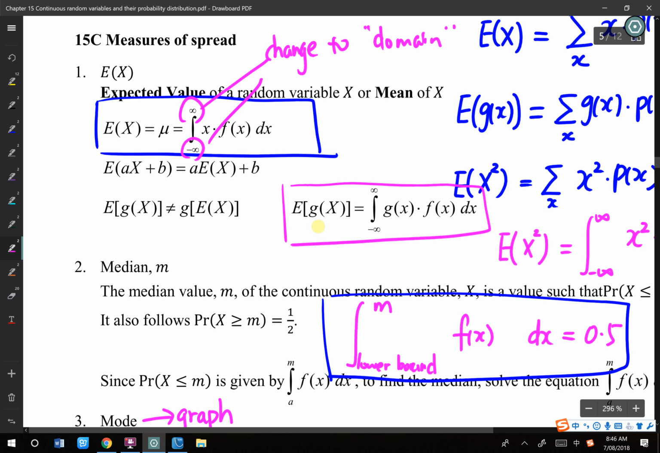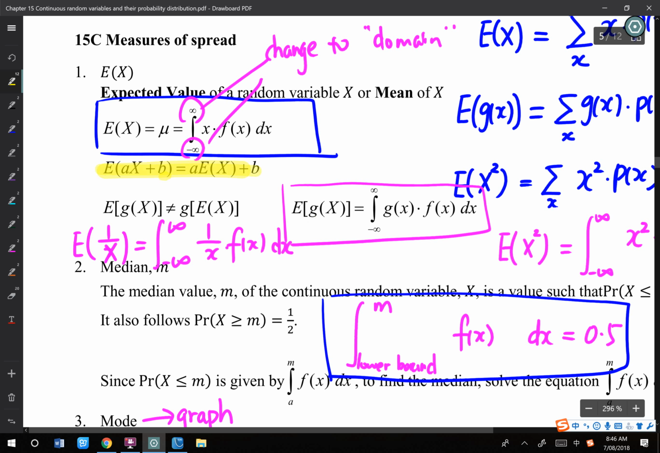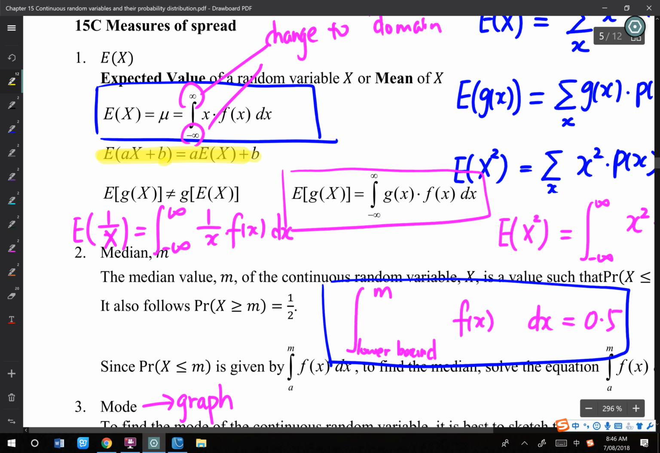Well, if you're trying to go for expected 1 over x, that is just the integral over the given domain of 1 over x times f(x) dx. Very easy. You just change the formula into the integral, and you can antidifferentiate that. That will give you the expected value of that. That formula still works for a continuous random variable.